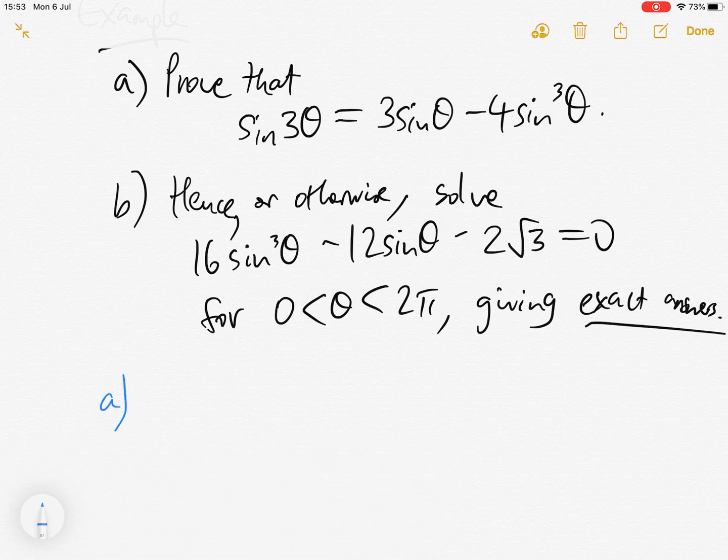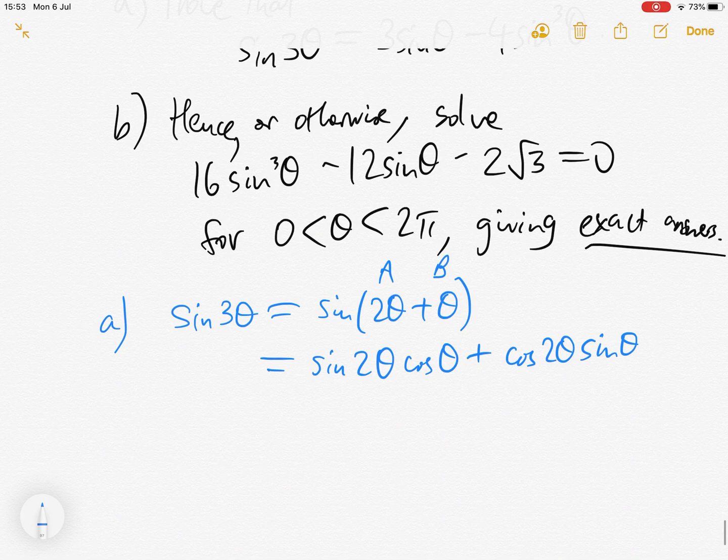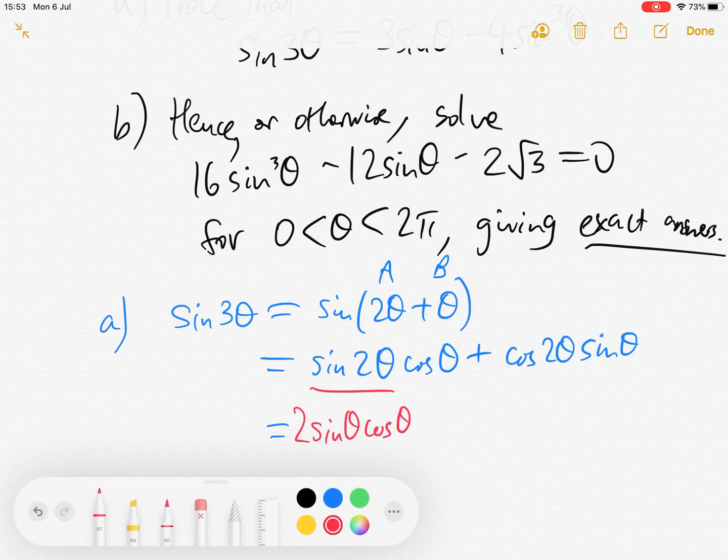To prove this, we're going to do a very similar thing to what we did in the previous video. Sine 3 theta is the same as sine 2 theta add theta. And then we know a formula for sine A plus B. So the formula is sine A cos B plus cos A sine B. And then we know a formula for sine 2 theta. It's the same as 2 sine theta cos theta.